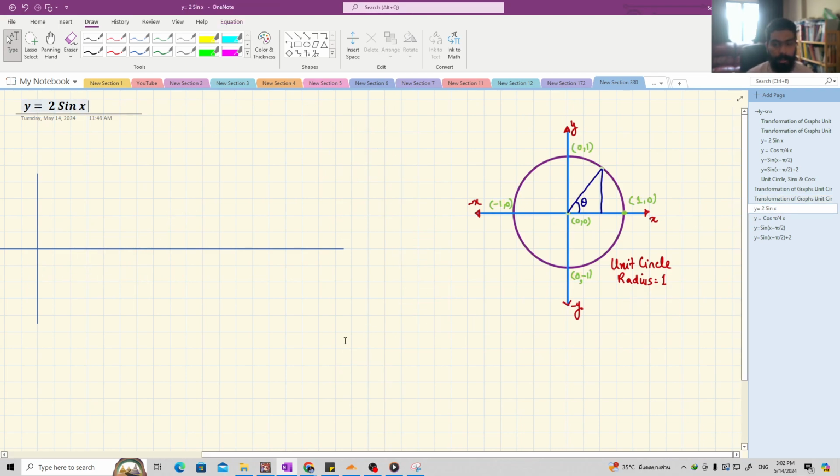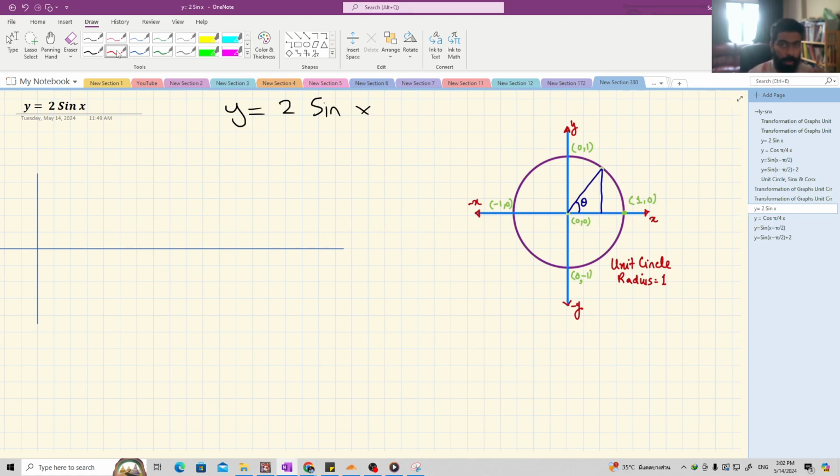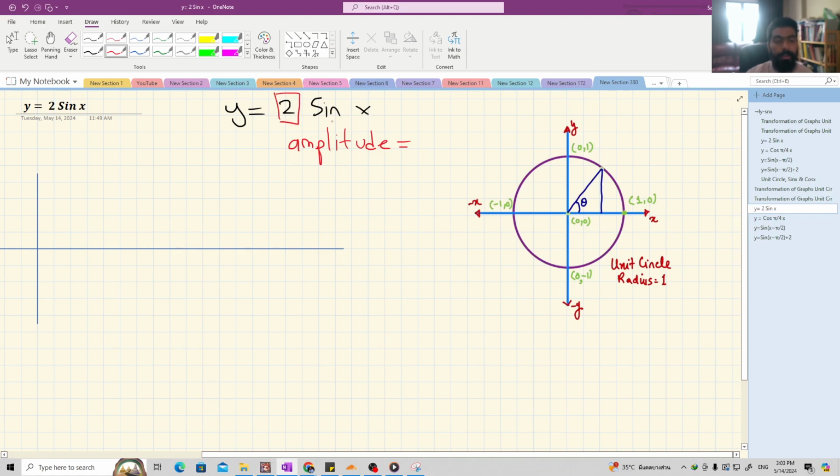Now, let us look at the next question here, where y is equal to 2 sine of x. In this case, guys, what did I tell you? First, we are going to go ahead and find our amplitude, right? Now, how do we find the amplitude again? The amplitude can be found by easily looking at the term in front of sine here.